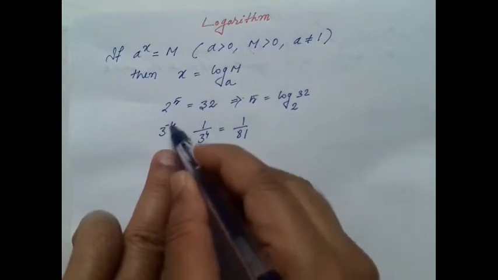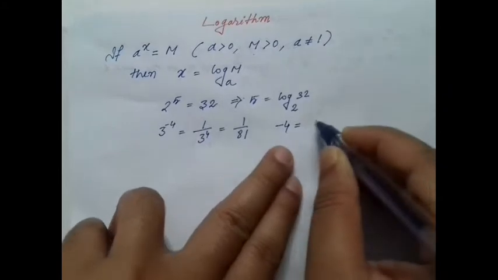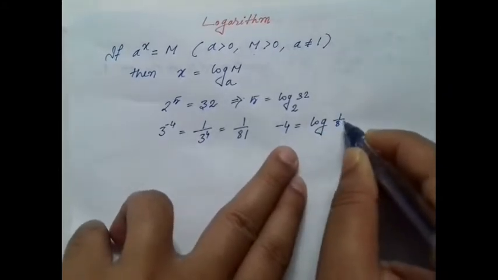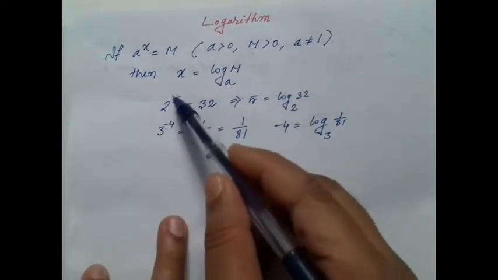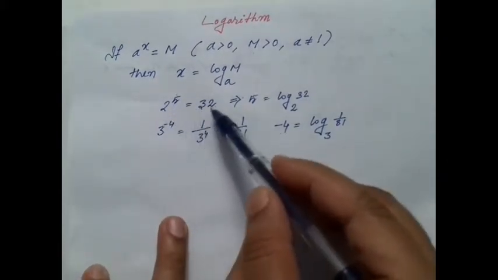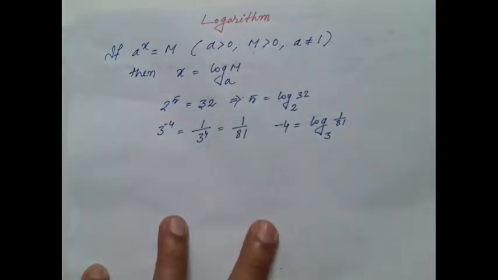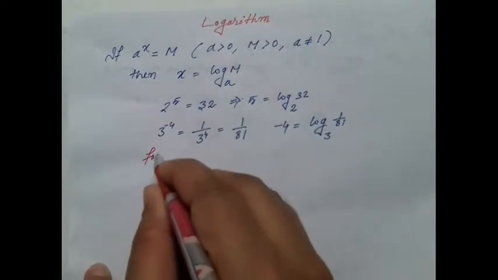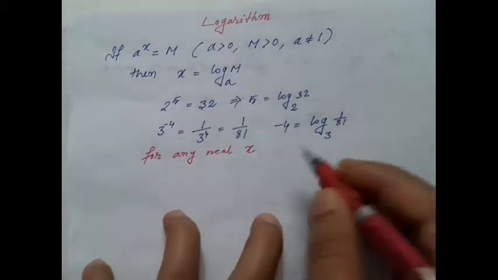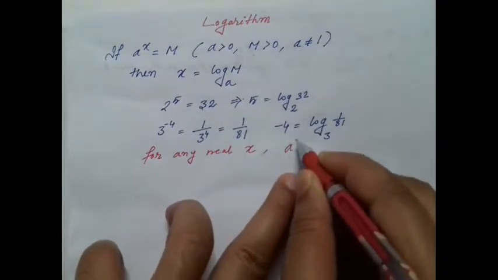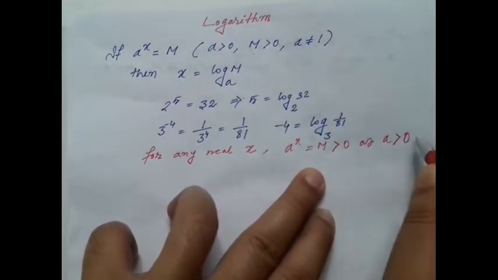Now the power is minus 4, base is 3, so minus 4 equals log of 1 by 81 to the base 3. So here the power is 5 and here minus 4, but in both cases we are getting a positive value, 32 or 1 by 81. So we can say for any real x, a to the power x equals m greater than 0, as a is greater than 0.